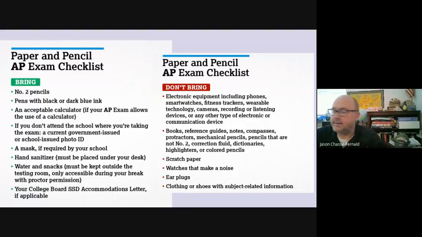Today we're going to do another day of review and go over a couple of activities that we did in class today. Just as a reminder, these are the do's and the don'ts for those of you taking the paper and pencil test.